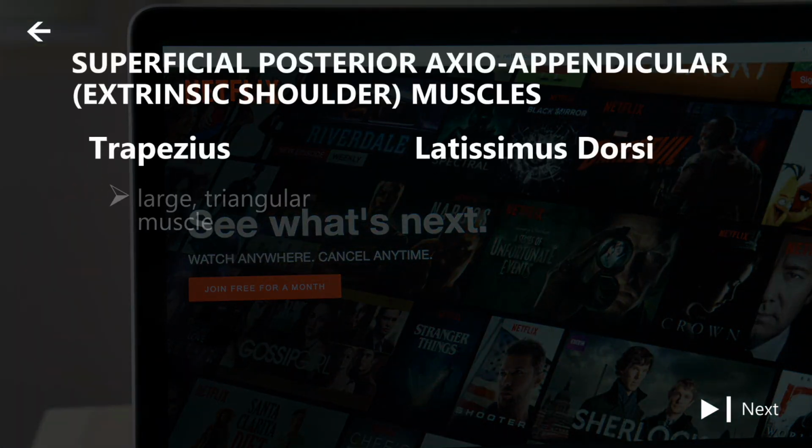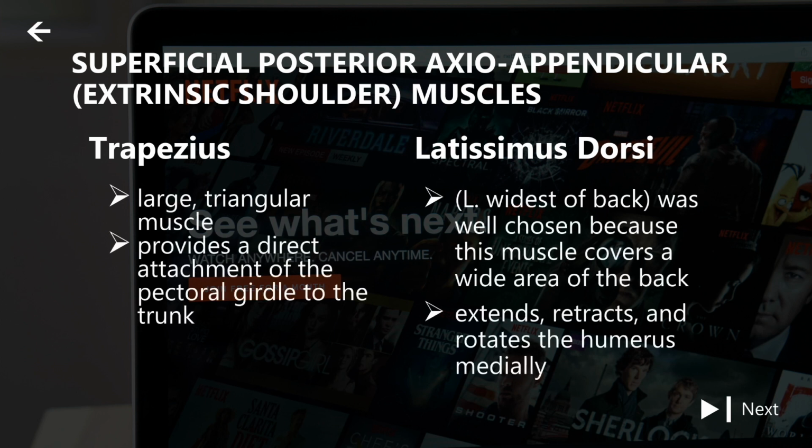For the superficial axio-appendicular extrinsic muscles, we have the trapezius. Trapezius provides a direct attachment of the pectoral girdle to the trunk. This large triangular muscle covers the posterior aspect of the neck and the superior half of the trunk. The latissimus dorsi, or the widest of the back, was well chosen because this muscle covers a wide area of the back. This latissimus dorsi extends, retracts, and rotates the humerus medially, like when you fold your hand behind your back or scratch the skin over the opposite scapula.